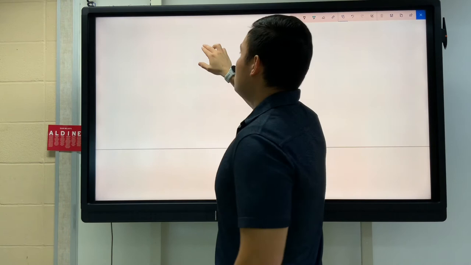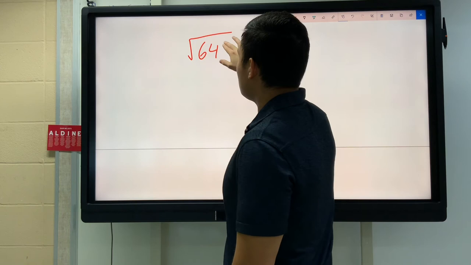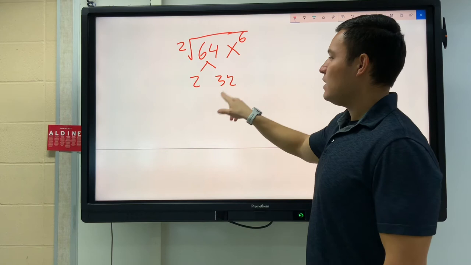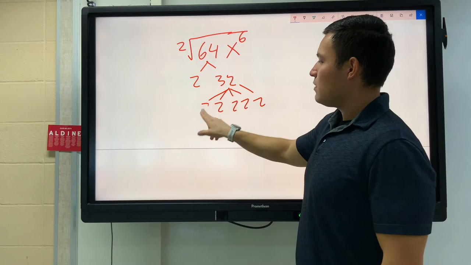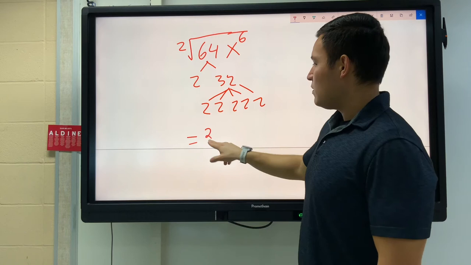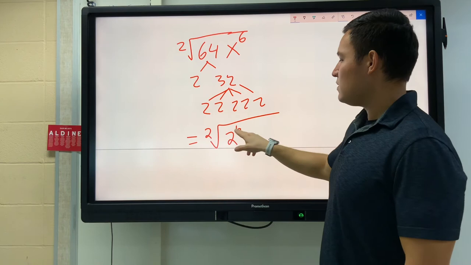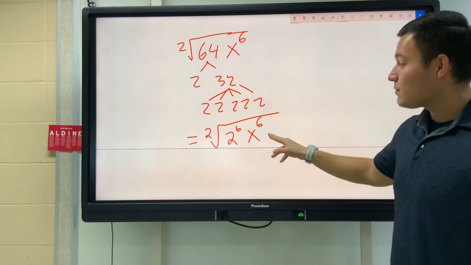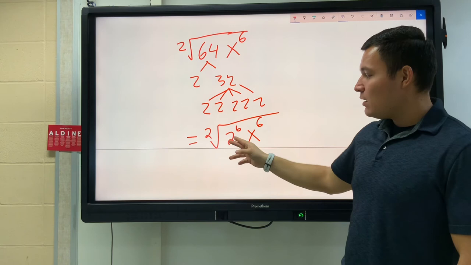Let's do the square root of 64 x to the 6. We're doing a square root of 64 x to the 6 power. 64 is 2 and 32, and 32 is 5 of the number 2. This is x to the 6 power. We'll leave it like that. The square root of 2 to the 6 power, x to the 6 power. We're doing a square root, but we have 6 of the number 2 and 6 of the letter x. So that means how many sets of 2 can you pull out from here? How many groups of 2 can you get out of these 6 2s?